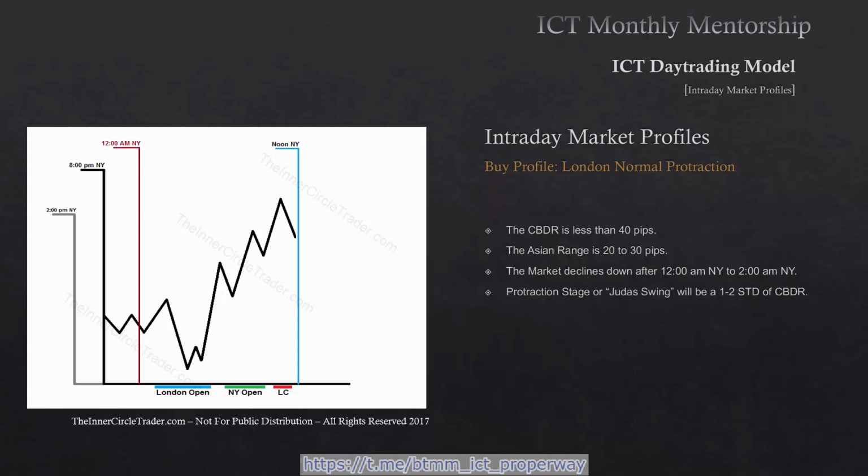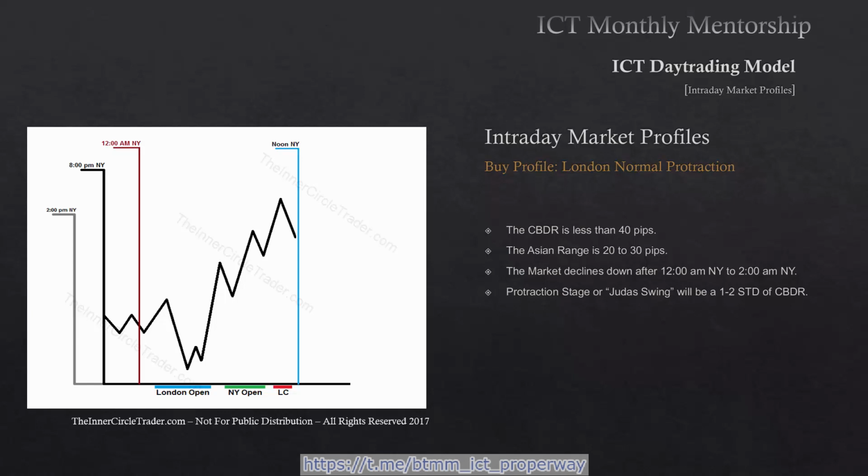The protractionary stage or Judas swing will be 1 to 2 standard deviations of the central bank dealers range. So what we're looking at here, again, central bank dealers range is going to be less than 40 pips. So they are consolidating the late New York session going into bond close. Then an Asian range has a small, narrow 20 to 30 pip range as well. So they are allowing orders to build up above and below the marketplace. The market starts dropping immediately after 12 a.m. New York time at midnight, and it trades lower down into 2 a.m.